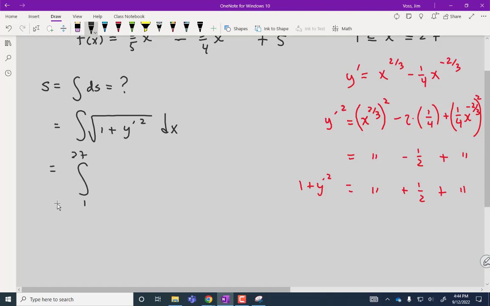So 1 to 27, square root, 1 plus, this is going to be x to the 2/3. The only thing that's going to be different is x to the 2/3 plus 1/4 x to the minus 2/3 quantity squared dx. That thing down there is factorable. This is now a sum of squares, whereas that was the difference of squares up there. So the square root and the square are going to cancel here. So we'll have x to the 2/3 which integrates and x to the minus 2/3 which integrates.